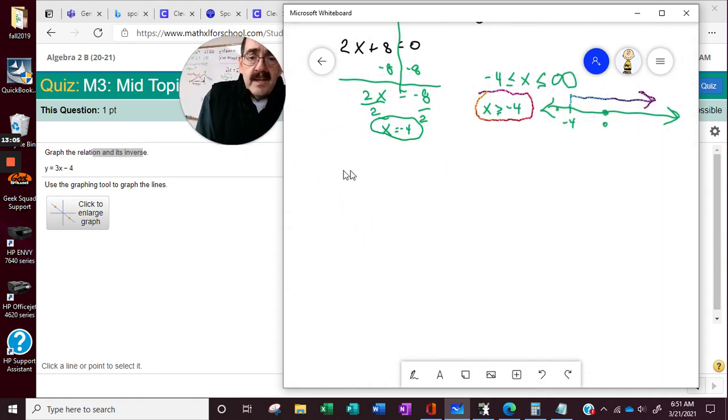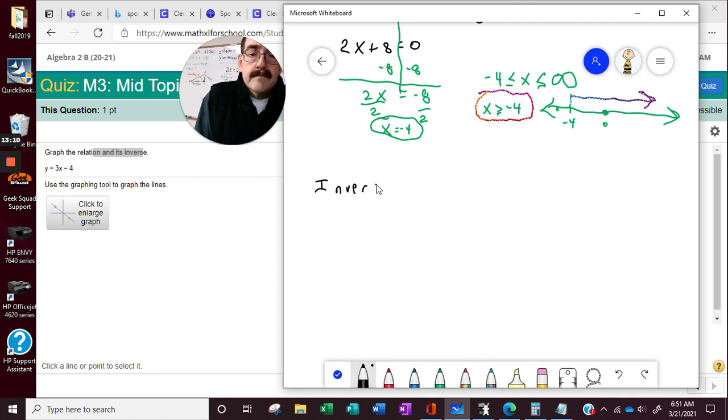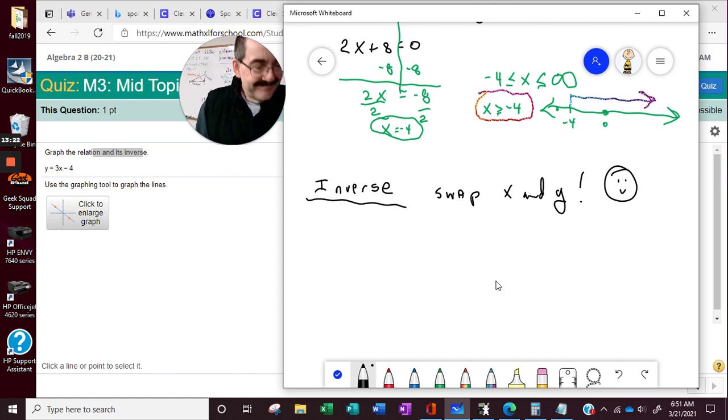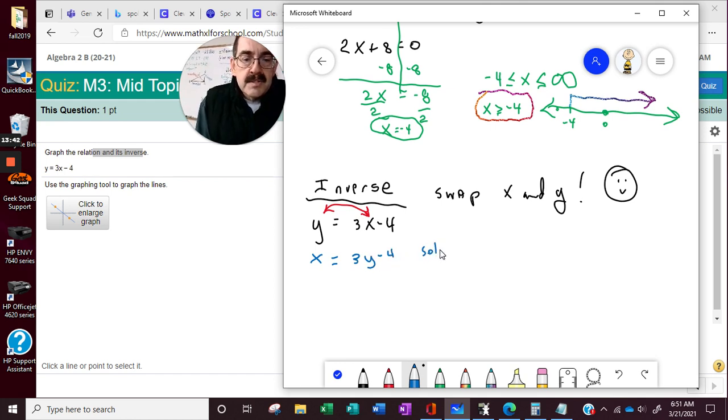To find the inverse, inverse means swap x and y. Okay? Swap the x and y. Alright, so we start with y equals 3x minus 4. We want to swap. x goes to y, y goes to x. So now we have x equals 3y minus 4. Solve for y.